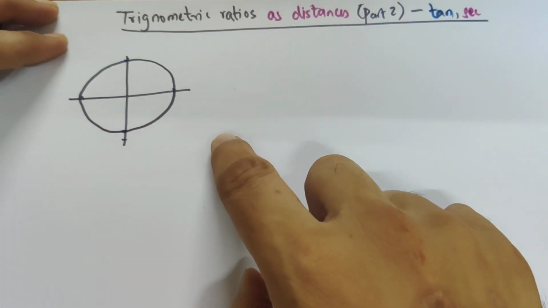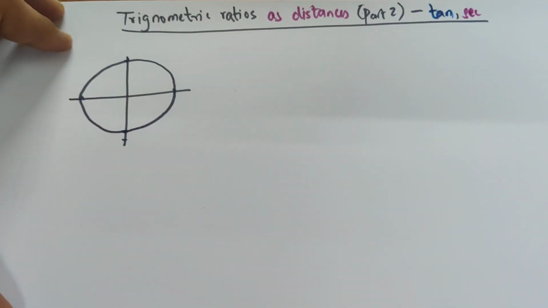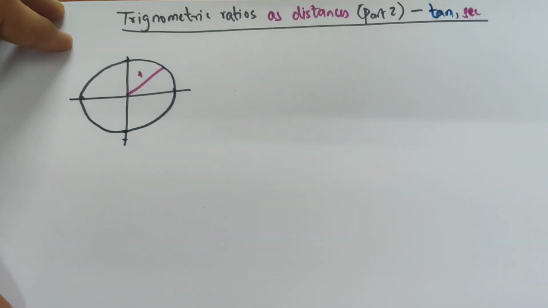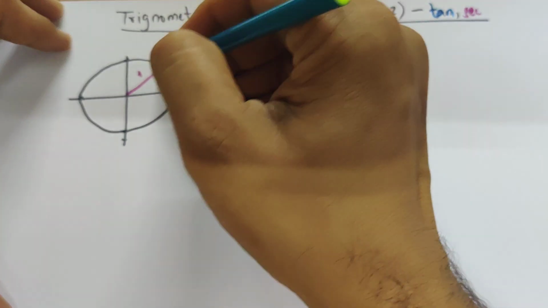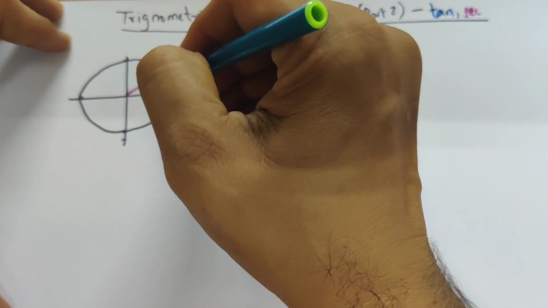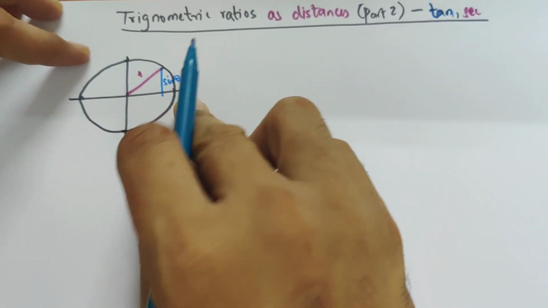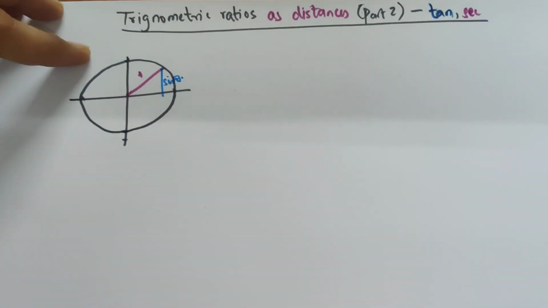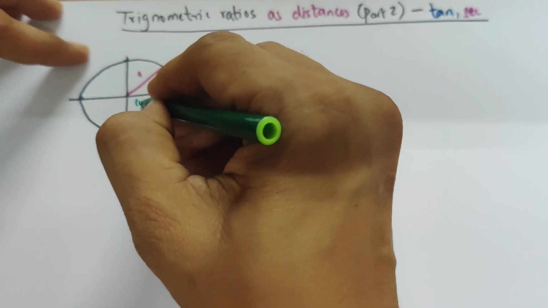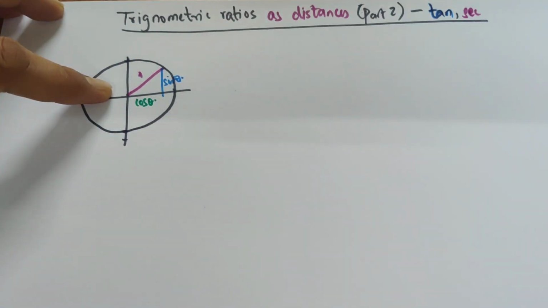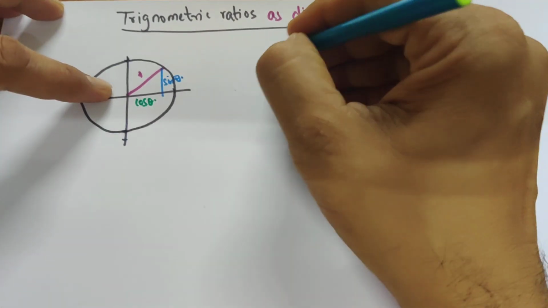Okay, so in the last video we looked at trigonometric ratios as distances, and what we concluded was that if you had a unit circle, then your opposite side automatically becomes sine theta, because opposite by hypotenuse, which is 1, is sine theta, and your adjacent side becomes cos theta. Now the question is, how do you extend it to tan theta? How do I get a tan theta?